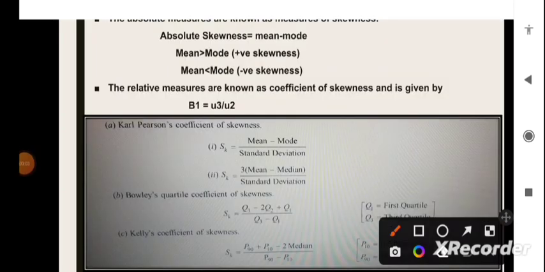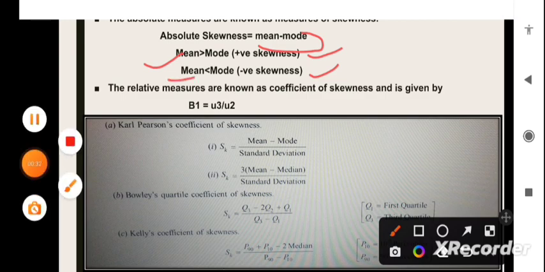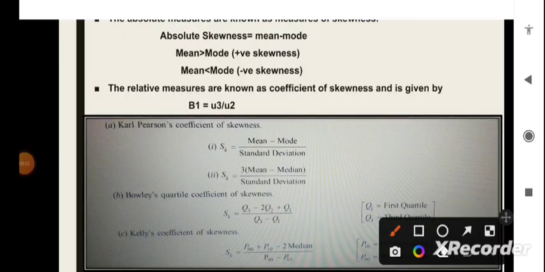Next are the absolute measures, which are known as the measure of skewness and which is equal to mean minus mode. The absolute measure tells us the extent of asymmetry, whether it is positive or negative. If mean is greater than mode, it will be positive, whereas if mean is less than mode, it will be negative. Next is the relative measures, which are known as the coefficient of skewness and is given by beta 1 equal to third moment divided by second moment.